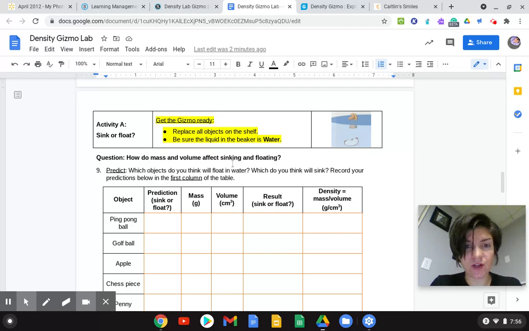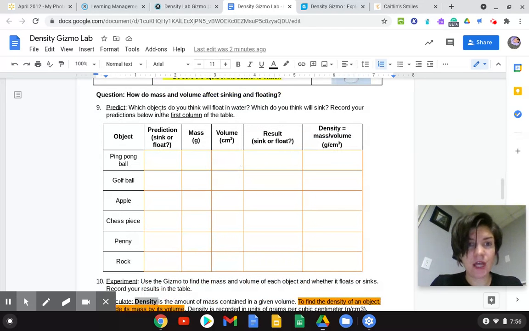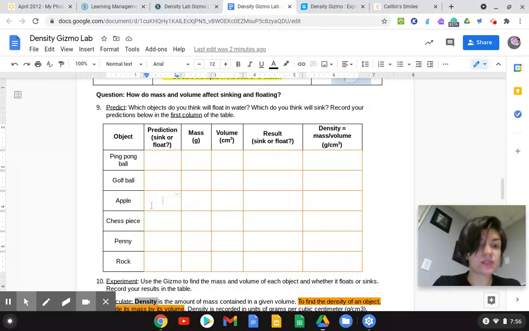How do mass and volume affect sinking and floating? Predict which objects you think will float in water. Which do you think will sink? Record your predictions below in the first column. So, ping pong, sink or float. Golf ball, sink or float. Apple, sink or float. Chess piece, sink or float. Penny, sink or float. Rock, sink or float. And you literally write it in there.